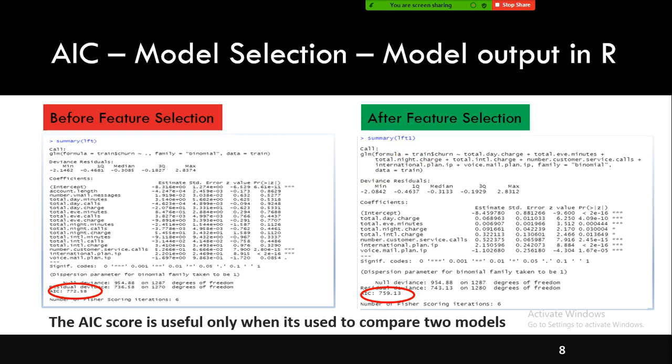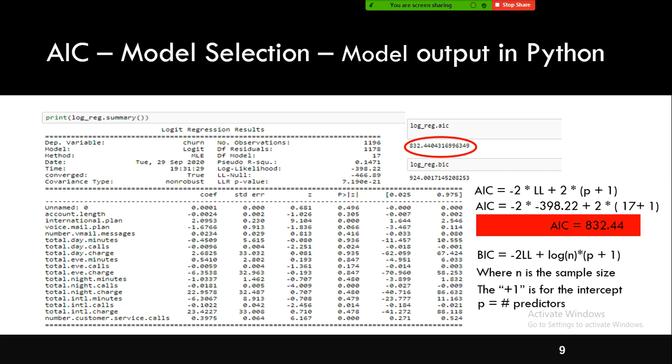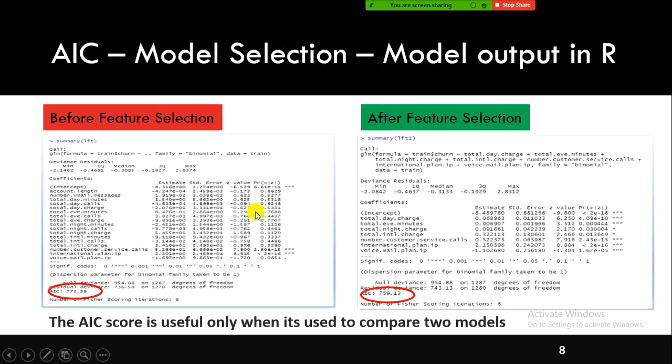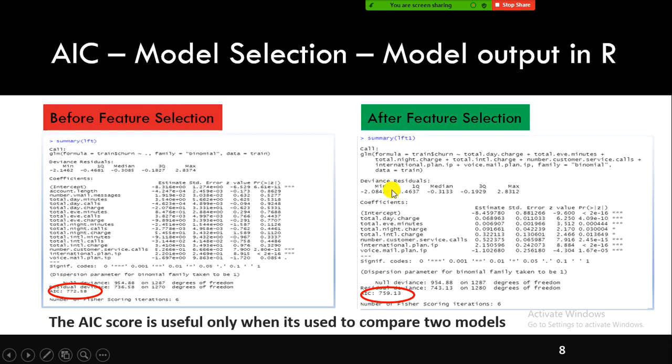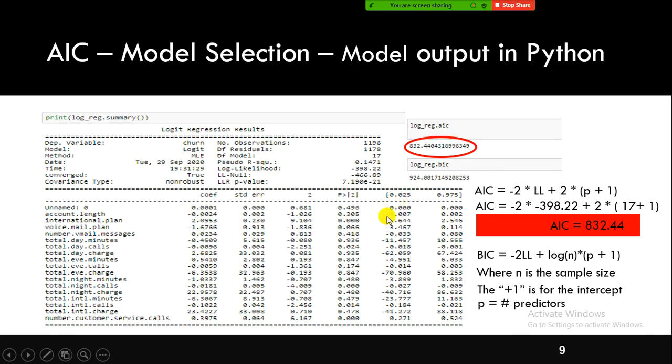Okay. So similar to AIC, we have something called BIC. Before we discuss BIC, let us look at the logistic regression model summary, which I printed in Python. In Python also I fitted the model and printed the summary. The summaries in Python and R are more or less almost similar, except a few additional pieces of information are available in Python, and there is certain information available in R that is not available in Python, and vice versa. Now let us try to understand. Okay, unlike R, you cannot get AIC as part of the model summary.